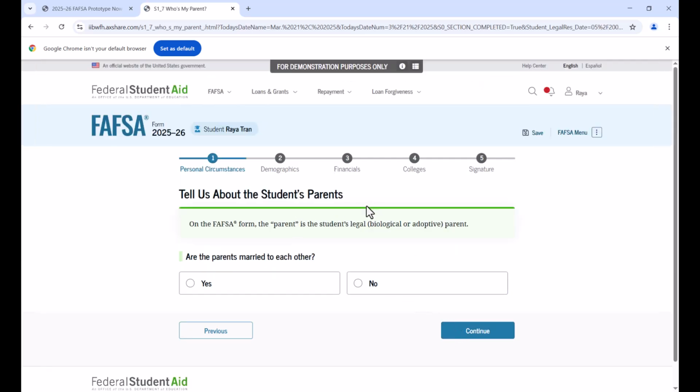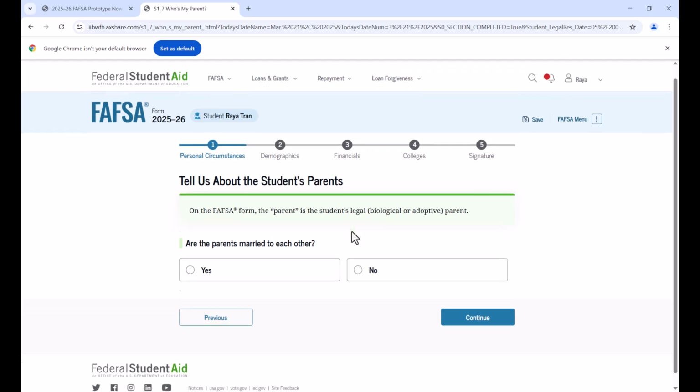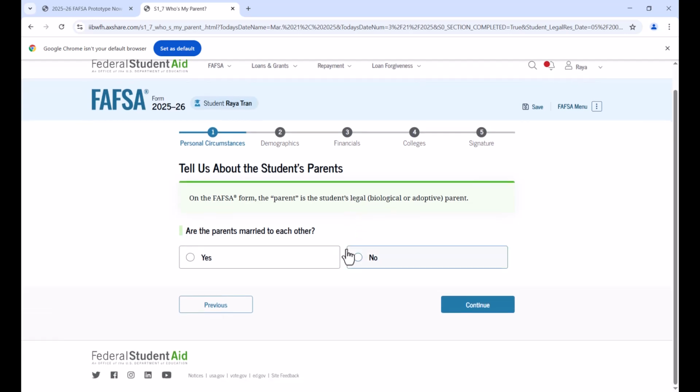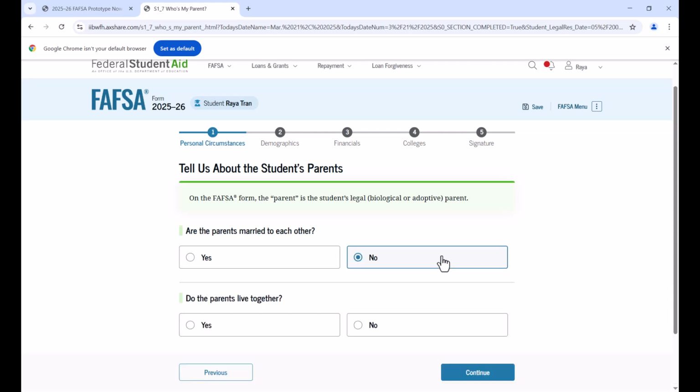Right, next, this brings you into what is known as the parent wizard on the application. This is just to help a student figure out who is their contributor, who needs to be the parent that they invite to fill out their parents' information on the form. So it's asking, are your parents married to each other? We're going to select no.